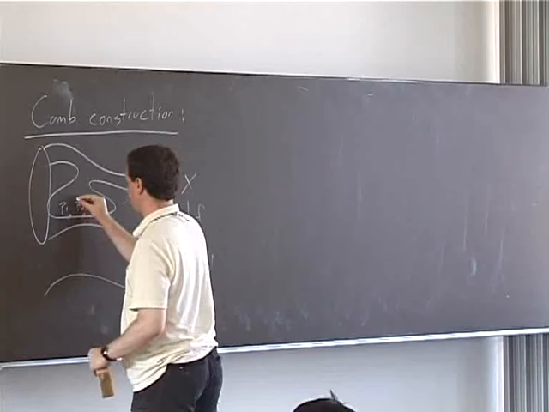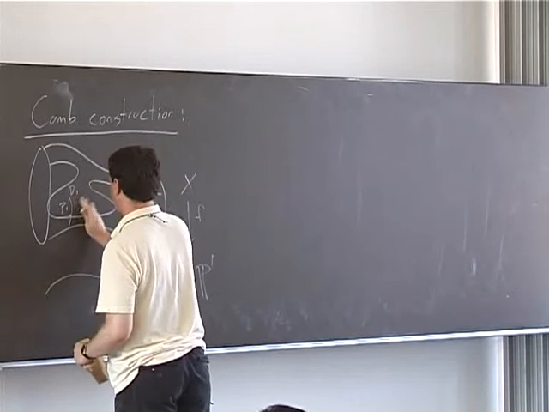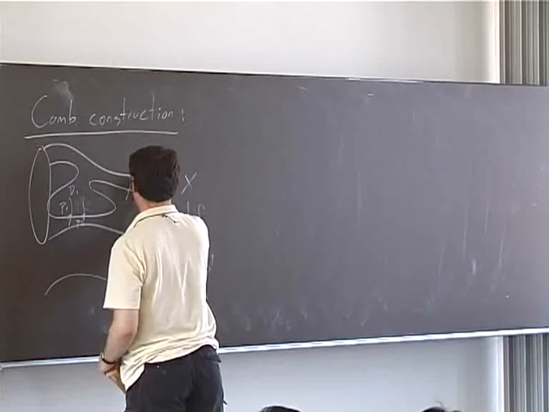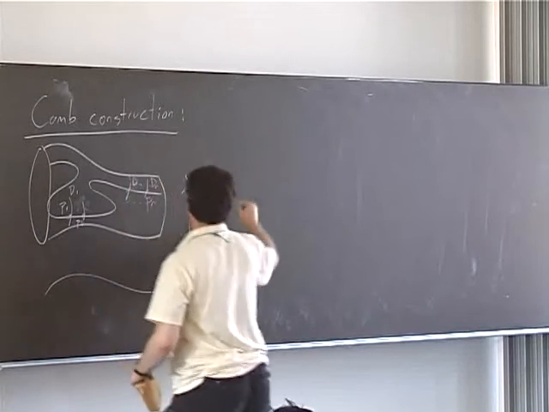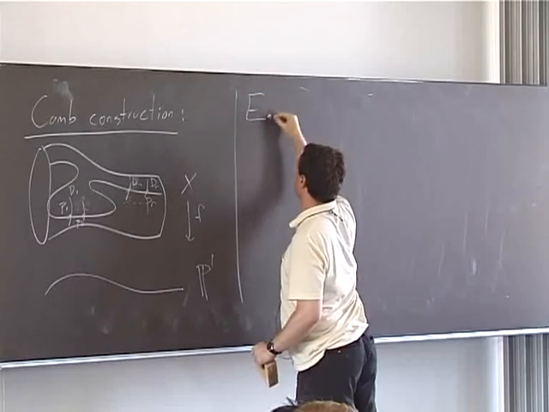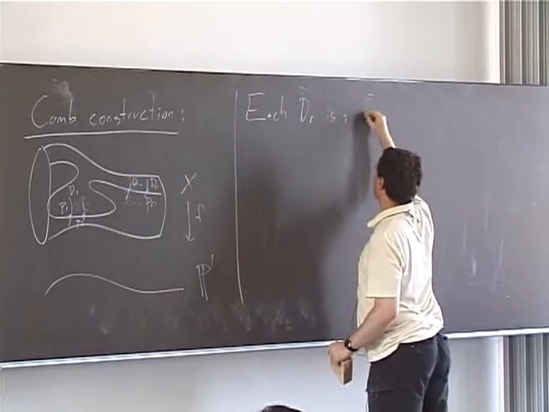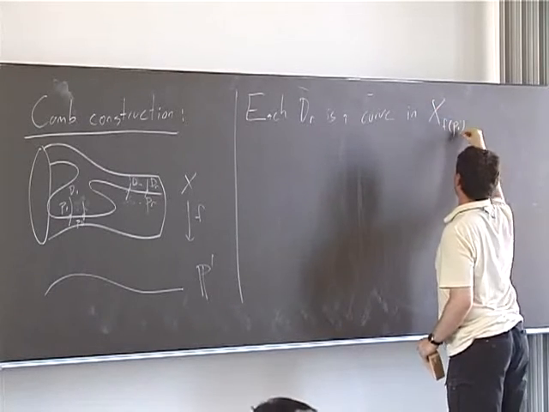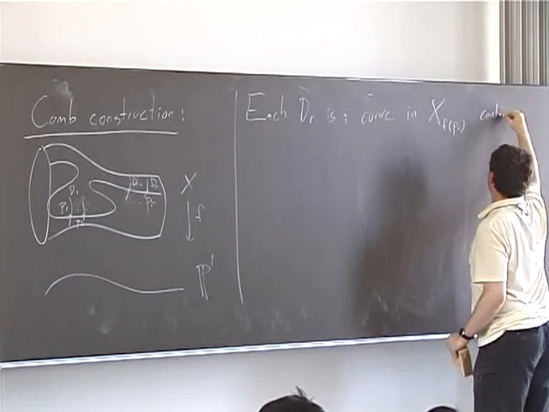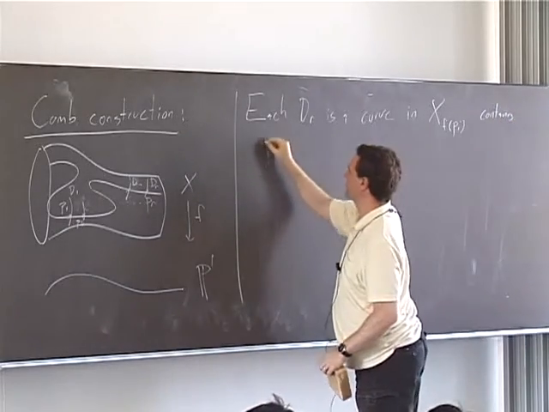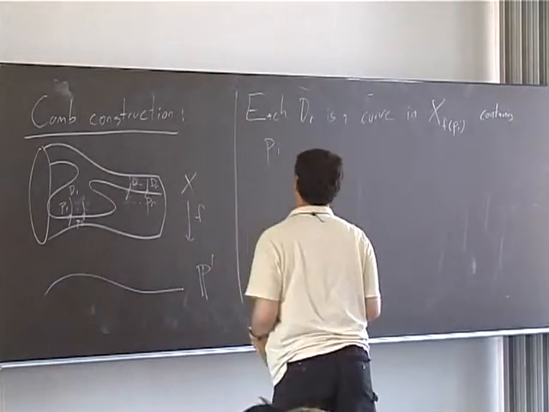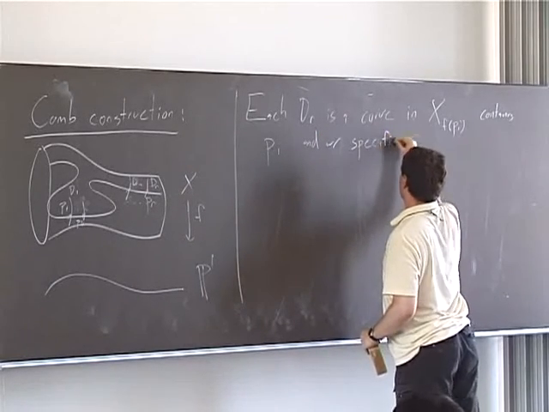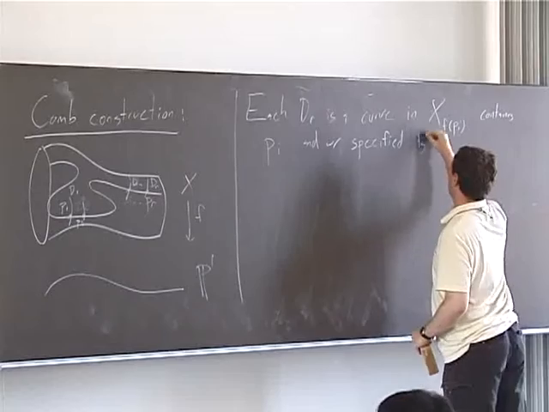So let me give names to these curves. So this will be D_1. We'll attach one of these at each of these points: D_1, ..., D_{r-1}, D_r. So each D_i is a curve in the fiber f^{-1}(π(p_i)) containing p_i. And also remember, we can also choose the tangent direction if we want, a specified tangent direction. I'll mention why we want to do that in just a second.